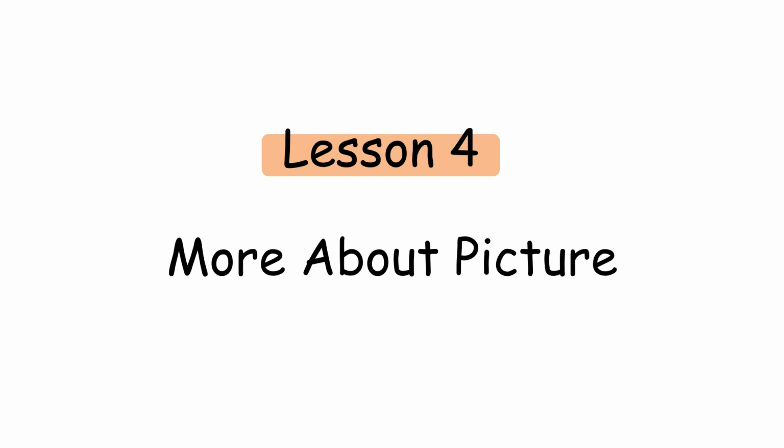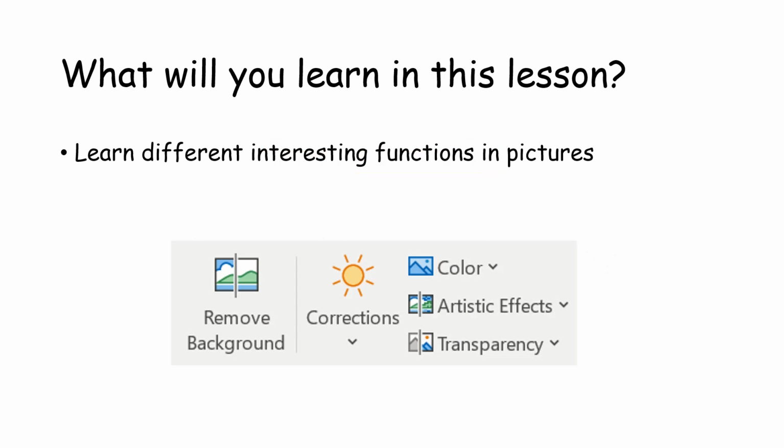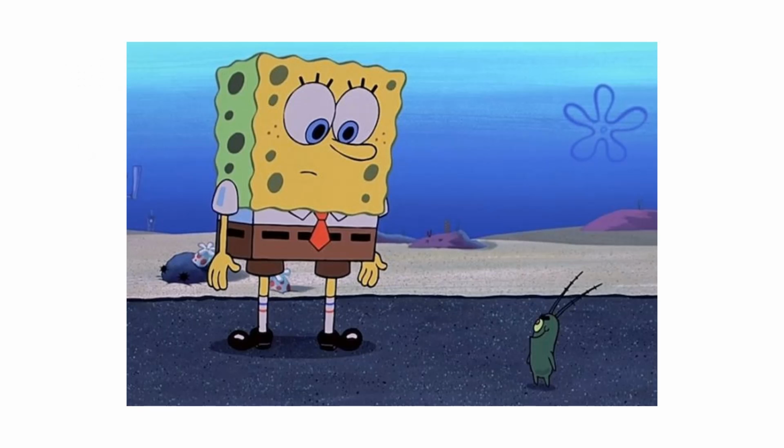Today I'm going to talk about lesson 4, more about pictures. So, what will we learn in this lesson? We will learn different interesting functions such as remove background, corrections, color, artistic effects, and transparency. Now, let's see this picture over here. This picture consists of a yellow creature, a green creature, and the background.